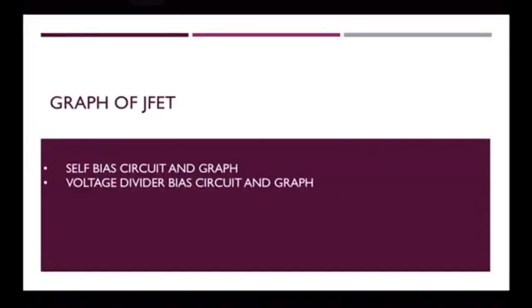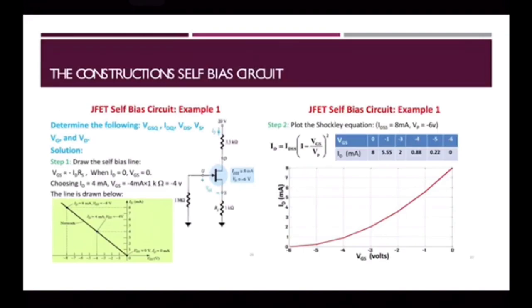Next, I will be presenting the graph of JFET. JFET biasing is divided into two, the self-bias graph and the voltage divider bias graph. First, I will share with you the self-bias graph.